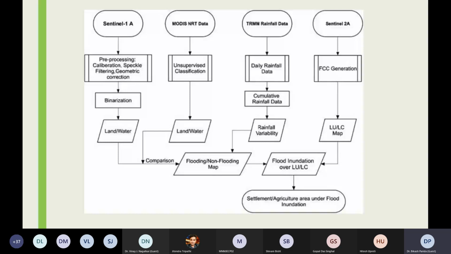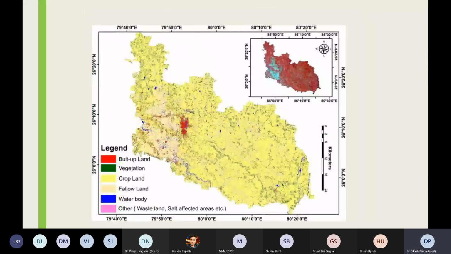Then you compare with your LULC map, and try to evaluate how much flood has affected the settlement, built up areas, agriculture areas. So this is the overall flow chart that shows how you can get some specific results by following these kind of steps one by one. Okay, this is the LULC map.